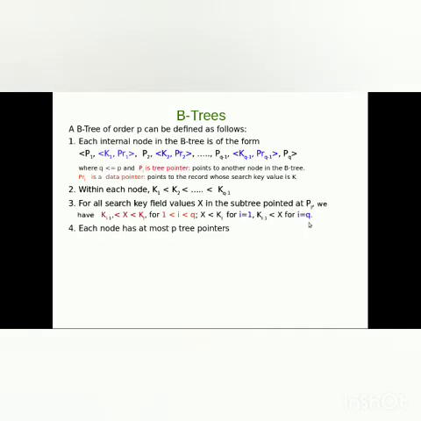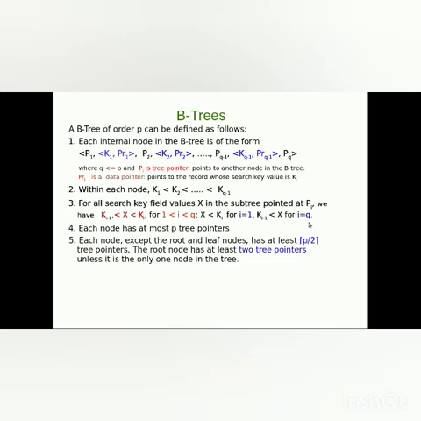Each node has at most P tree pointers. The maximum number of tree pointers in each node is P only. What is the minimum number of tree pointers? The minimum number of tree pointers is P by 2, the upper ceiling. If it is 3 by 1.5, then it should be 2.